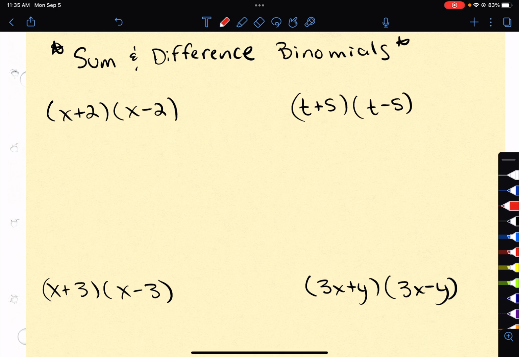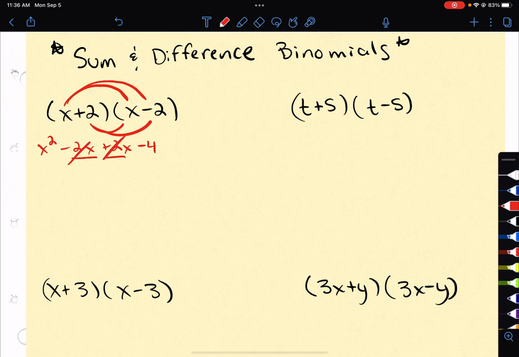And watch what happens. X times x is x squared. X times negative 2 is negative 2x. Positive 2 times x is a positive 2x, and positive 2 times negative 2 is negative 4. These two in the middle, it's not the same one twice like it was on the other shortcut, it's the same one, but one of them is positive, one of them is negative. So they're going to cancel each other out, and you just end up with x squared minus 4.